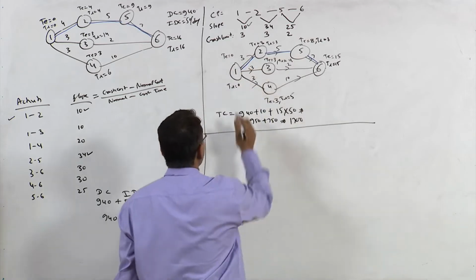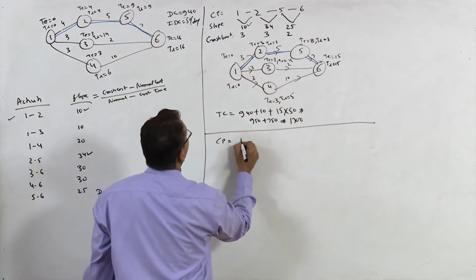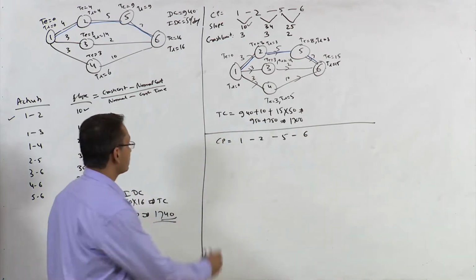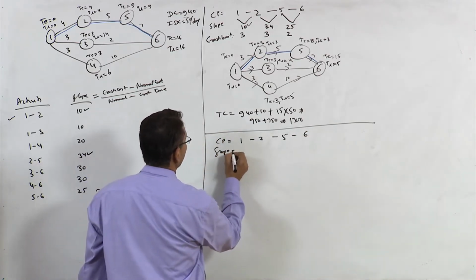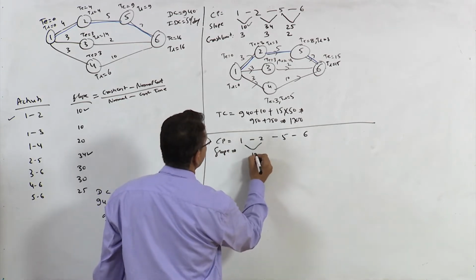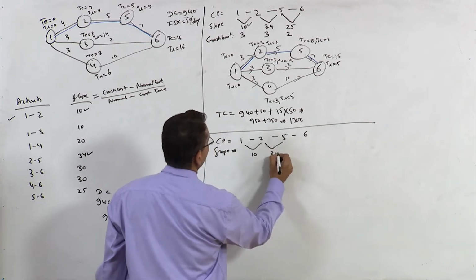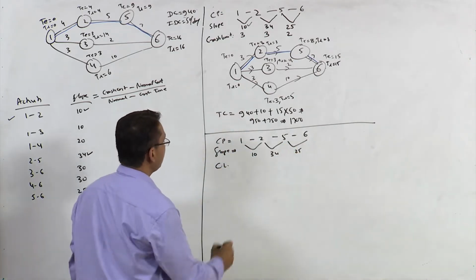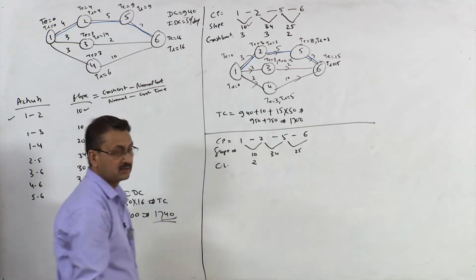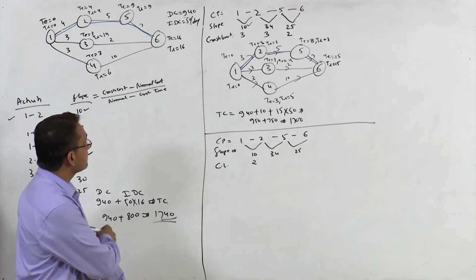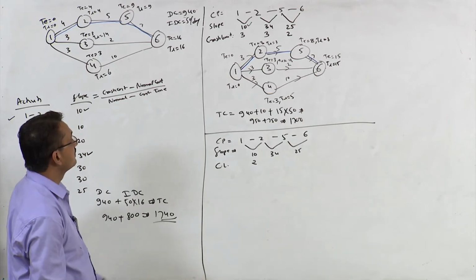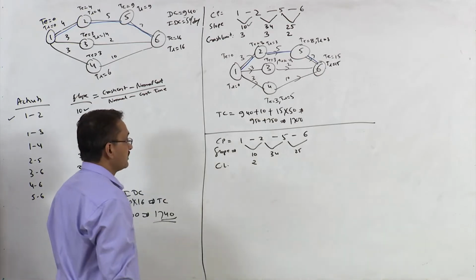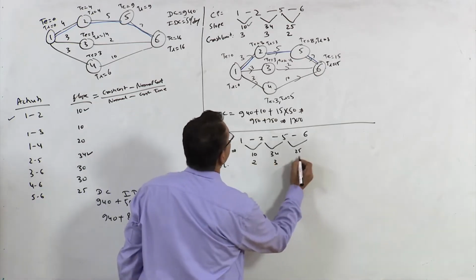Now again the critical path is 1, 2, 5 and 6. What is the slope? The slopes for activity 1, 2 it is 10, for 2, 5 it is 34, for 5, 6 it is 25. The crash limit is now 2 here, because we have already reduced it by 1 day. Crash limit 3, crash limit 2.